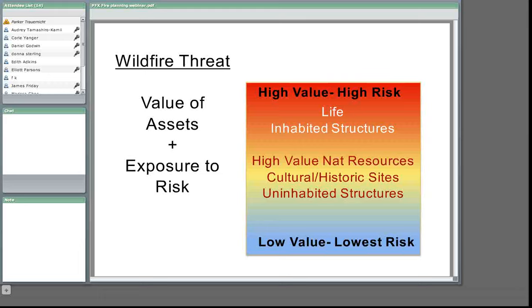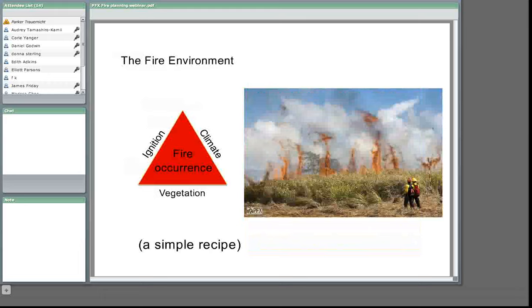And so it's the combination of these two pieces, and we can rank this across our land management units based on high value assets in high risk areas all the way down to low value assets in low risk areas. So it takes these two pieces to really get at how we prioritize assets and mitigation measures across the landscape. And as I said, I'll start a little bit with the fire environment here.